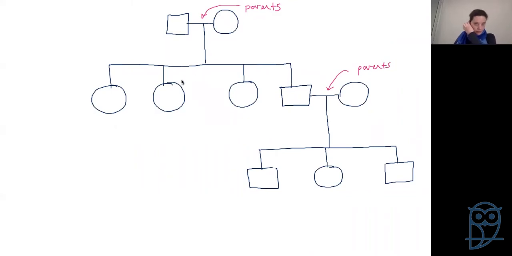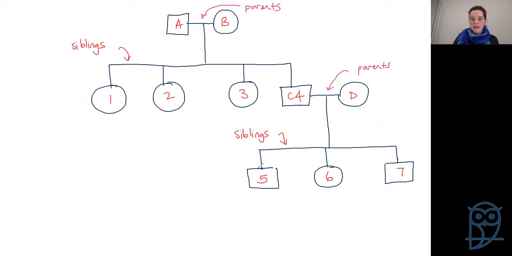Then we said the other one is siblings. So you can see that these four, 1, 2, 3, 4, are all children of parents A and B. Okay, but now child number 4 is also a parent. So parents C and D had then offspring. Let's call them 5, 6, and 7. So 5, 6, and 7 are all siblings again.